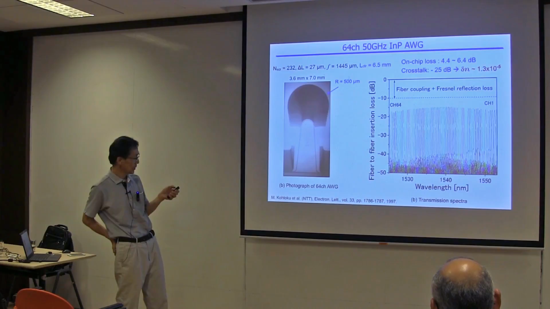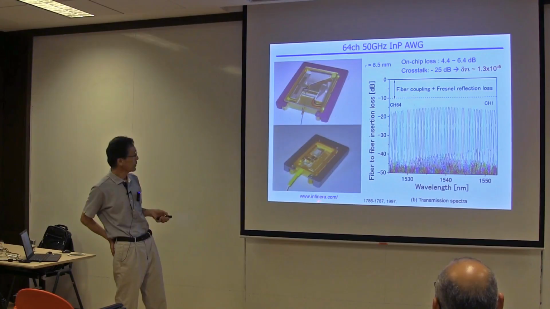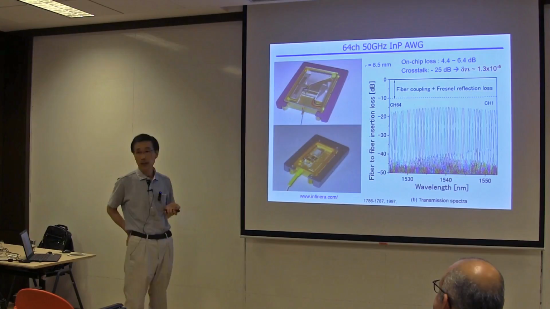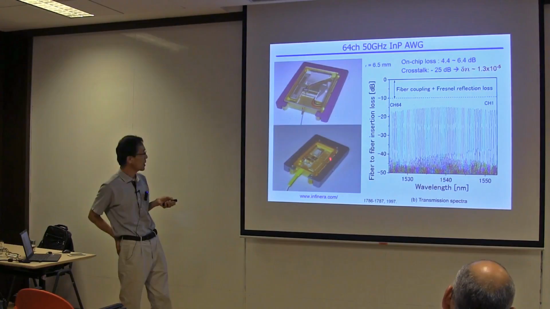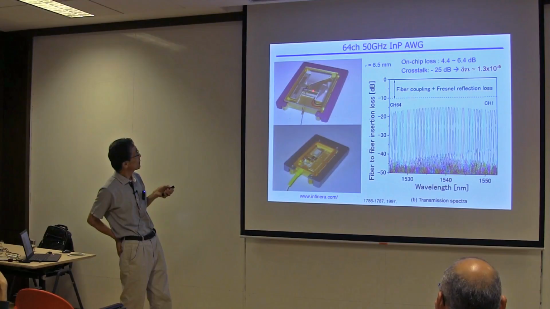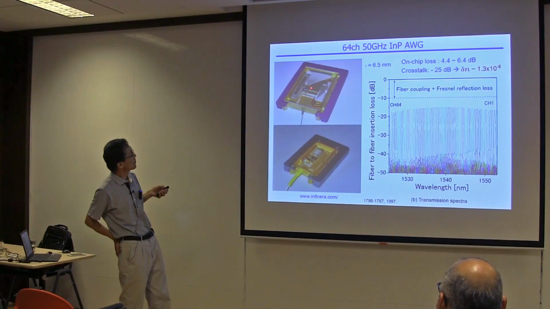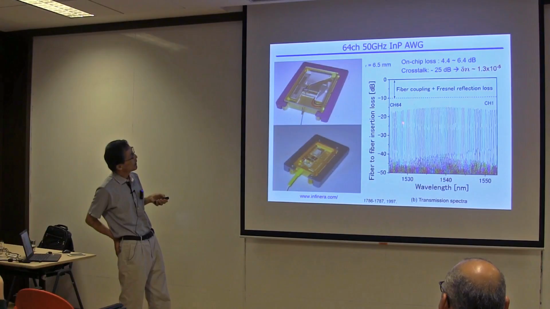But the company Infinera in the US, almost 15 years ago, was a startup, and currently it's very successful. So it's a big company now. That company only commercialized indium phosphide AWG. Probably this is the transmitter side assembly, and this is the receiver side assembly for telecom applications. I think they use 16 channel or 32 channel AWG with 100 or 200 gigahertz spacing.